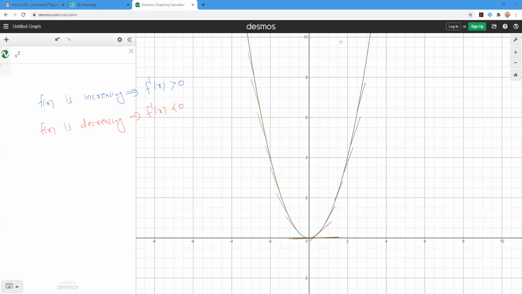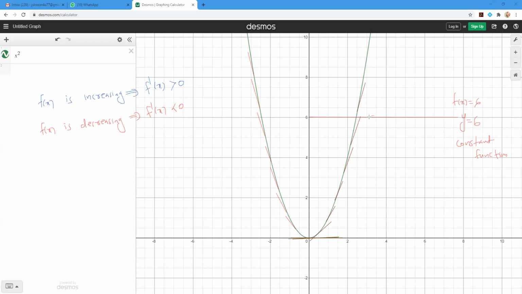Otherwise, consider a constant function. Suppose a graph, I will show you a graph here. So this one is a horizontal line. This is y is equal to 6. This is a constant function, f of x is equal to 6. This is known as a constant function. Wherever you draw a tangent to this graph, the tangent will be the same line.